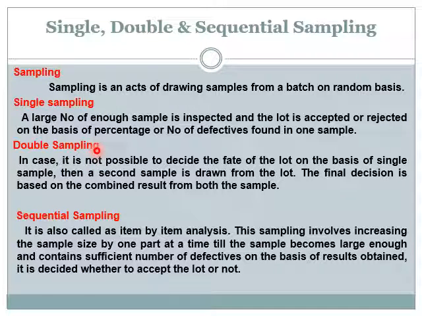In double sampling, we can't decide on the basis of a single sample. So what we do, a second sample is also drawn from the lot. The final decision is based on the combined results from both samples. And likewise, sequential sampling is also called item by item analysis. This sampling involves increasing the sample size by one part at a time till the sample becomes large enough and contains a sufficient number of defectives on the basis of results obtained. And then we take a call whether we are to accept the lot or not. So we'll discuss especially double sampling and sequential sampling in the subsequent slides.